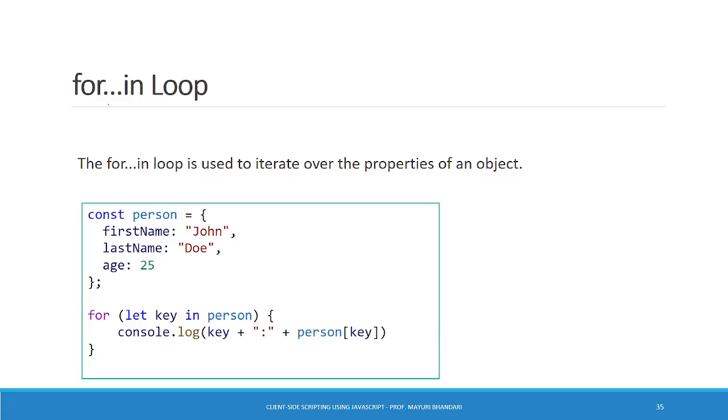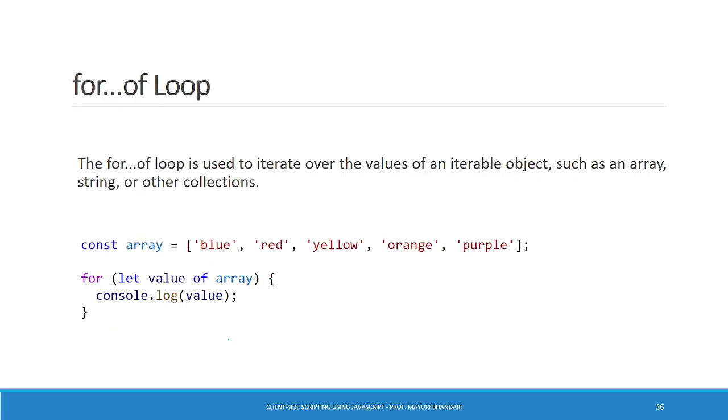Then the next variation of for loop is for in. This is used to iterate over the properties of an object. If you have some object and you want to iterate over all the properties, you can directly use a for loop like this: for let key in person. It will give you all the properties of this person one by one. In each iteration, one property will be accessed by this for loop.